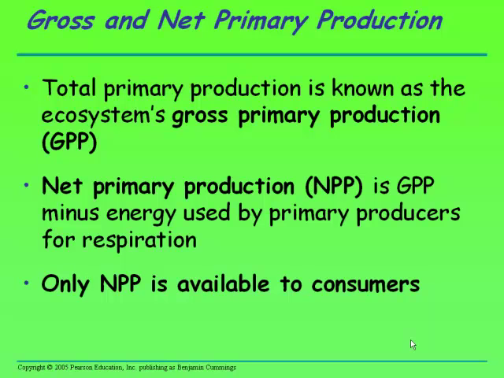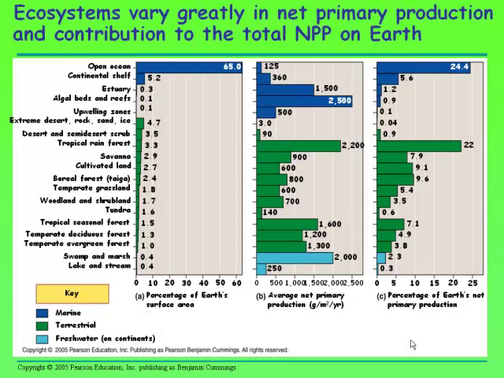Gross and net primary production. The total primary production is known as the ecosystem's gross primary production, GPP. Net primary production, NPP, is gross primary production minus energy used by the primary producers, the plants, for respiration. So only net primary production is available to consumers.